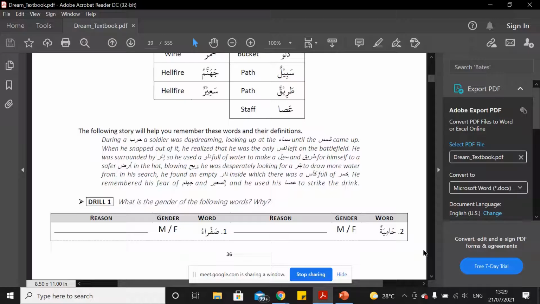The following story will help you remember these words and their definitions. During a harb, a war, a soldier was daydreaming, looking up at the sky, till the shams, sun, came up. When he snapped out of it, he realized that he was the only man left on the battlefield. He was surrounded by fire, so he used a dalu, a bucket full of water to make a sabil, a path, and a path for himself to a safer land.